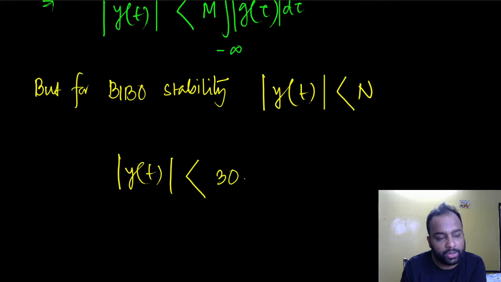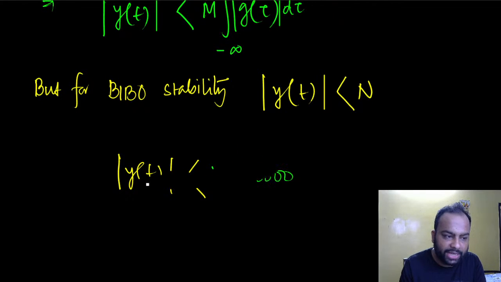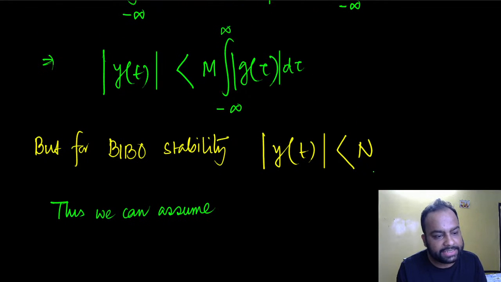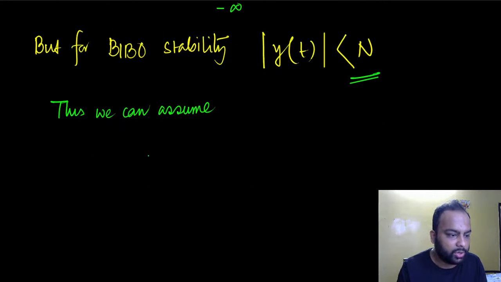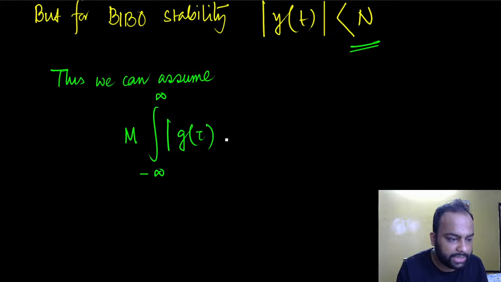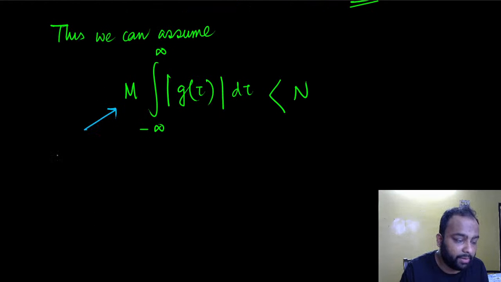So if the output has an upper bound of 30, then I can always say the output has an upper bound of, say, something like 10 to the power something. With that definition, I can safely assume that this is also an upper bound of the upper bound on this. So this is also bounded. So m times the integral from minus infinity to infinity of mod g tau d tau will have to be less than n. So try to understand. This is a finite number. This is also a finite number.